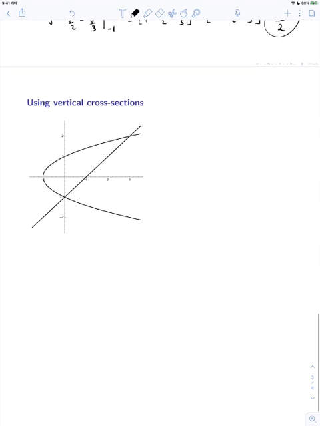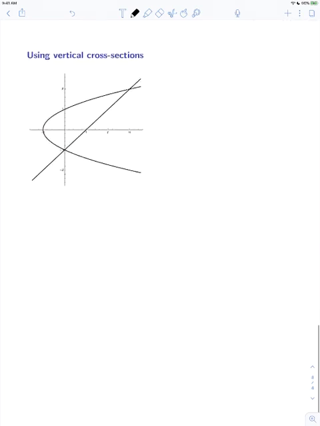So this is the same region, just reproduced. Now, let us remind ourselves what these two curves are. The parabola has equation x equals y squared minus 1. So that means that this vertex right here, the vertex of this parabola, is at x equals minus 1 because y is equal to 0 there.